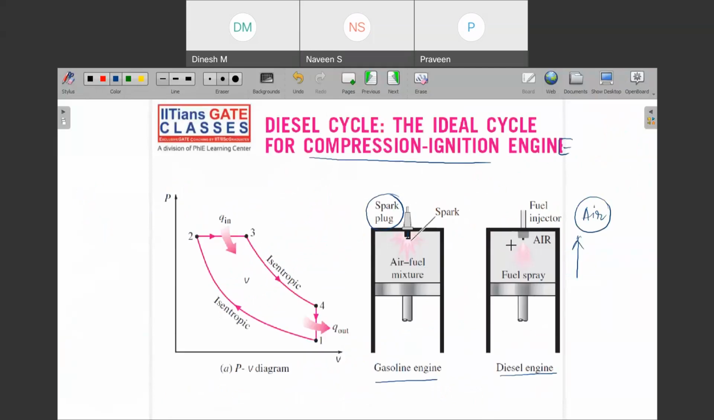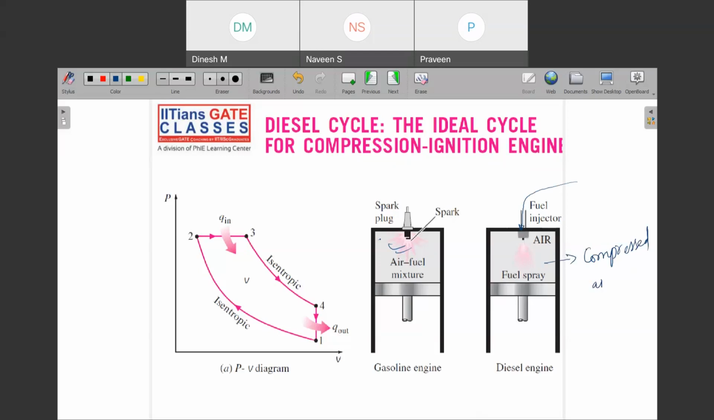But here you have another mechanism for fuel, and that fuel will come into the picture. I don't say that this is compressed fuel. Here what happens is that your fuel will come at the fuel injector and get sprayed into compressed air. And this compressed air will be having higher temperature.